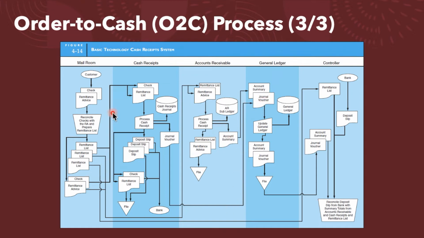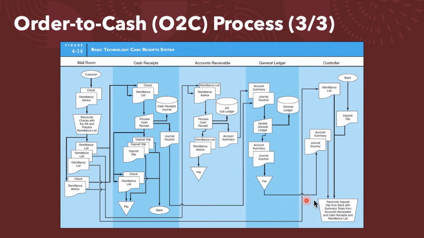Now, with the account summary coming from the AR team, and the journal voucher coming from the cash receipts, kung sila ay equal, no, they will update the general ledger. And once they update the general ledger, this master file, we will now file these documents in the department. Of course, the controller, within the accounting team, kasi yung controller accounting team yan.